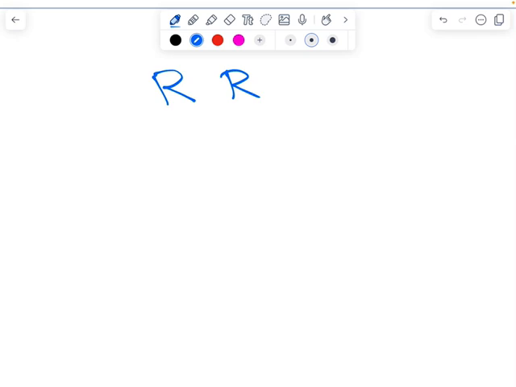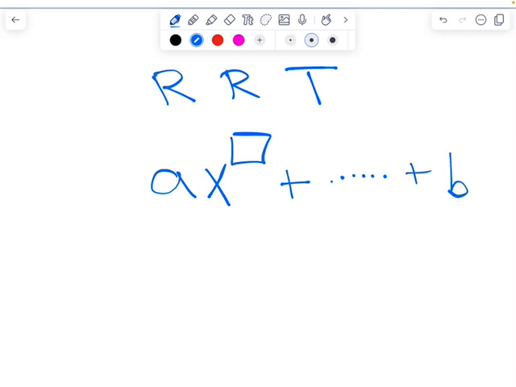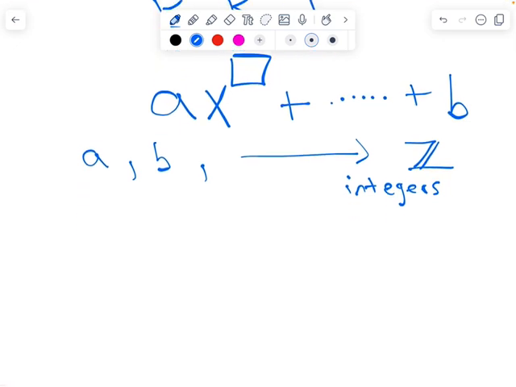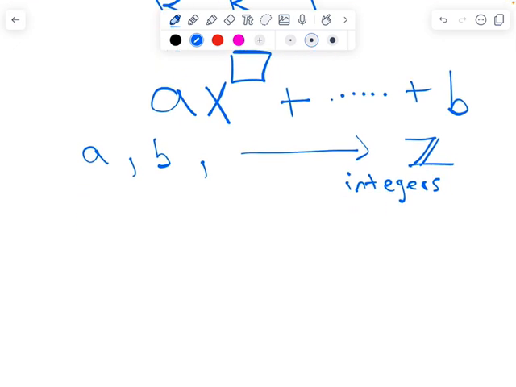The rational roots theorem says if you have a polynomial a x to some power plus something x to the something, and at the very end you have b, and a and b and all the other coefficients are all integers, then what the rational roots theorem tells you is that the values that make it 0, the values that help you factor it, have to be in the form.